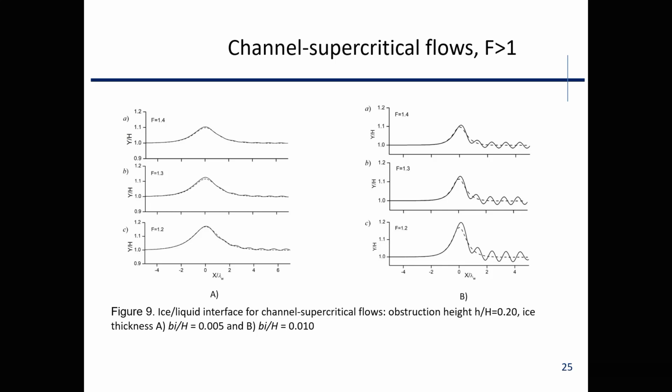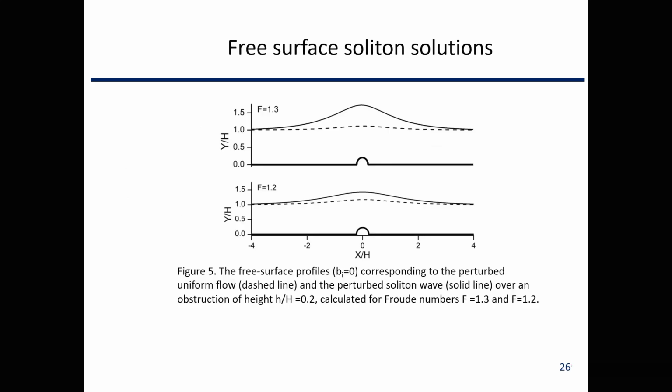Here are channel supercritical flows. In case of free surface flows, for the supercritical regime, we have two solutions. One is just the perturbed flow interface, and the second is the soliton wave. So we have no wave on the surface downstream. Now please return to 25.